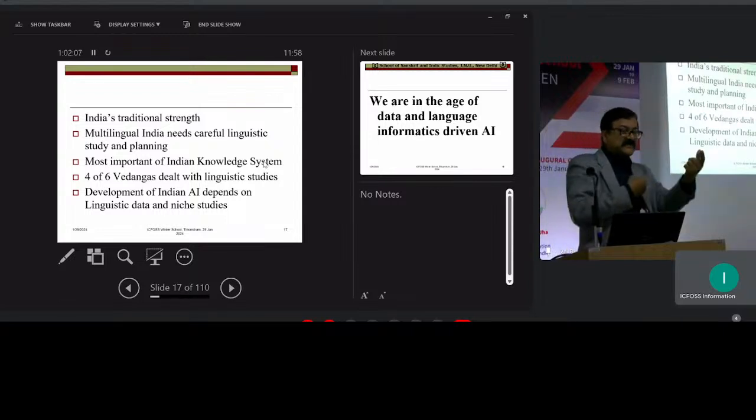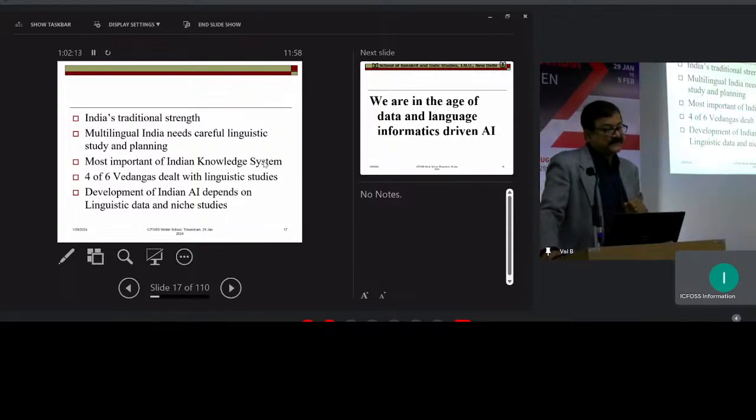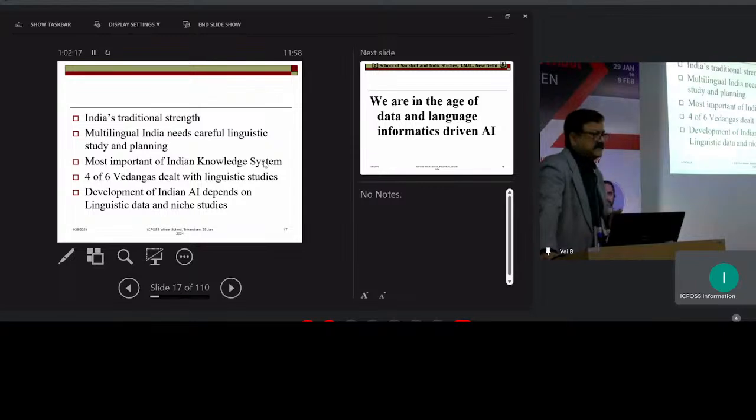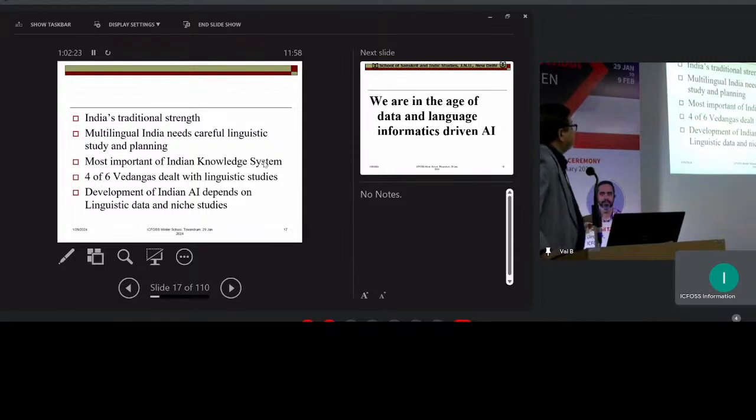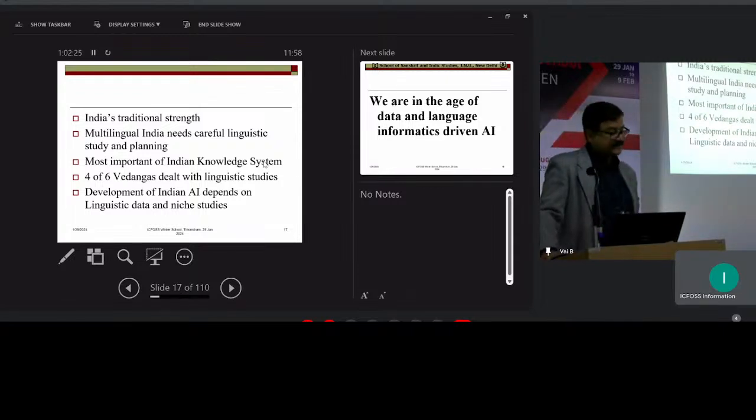And therefore you have to know meter to understand this text. So 4 out of 6 Vedangas were linguistic sciences. That is India's strength, because we started writing much later. This is all spoken text. Now, multilingual India needs careful linguistic study plans. India is multilingual, a huge country with a lot of population, everybody is speaking their own language, and they're mixing.